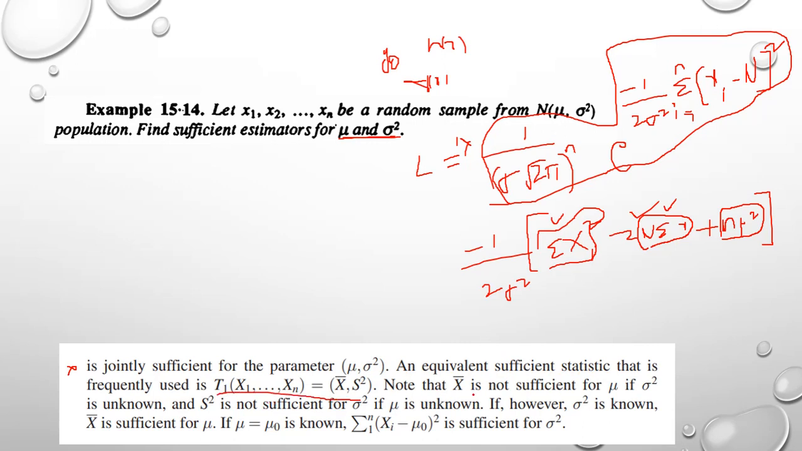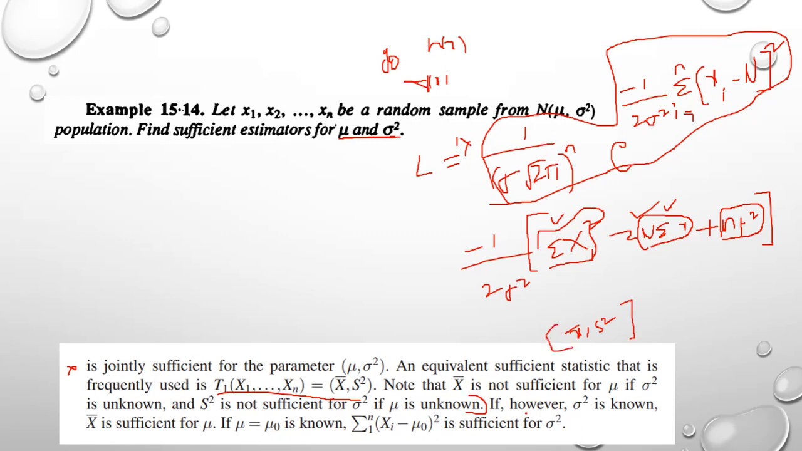Note that x bar is not sufficient for mu if sigma square is unknown, and s square is not sufficient for sigma square if mu is unknown. However, x bar and s square are jointly sufficient, if both are unknown only. If they are known, the formula will be different.